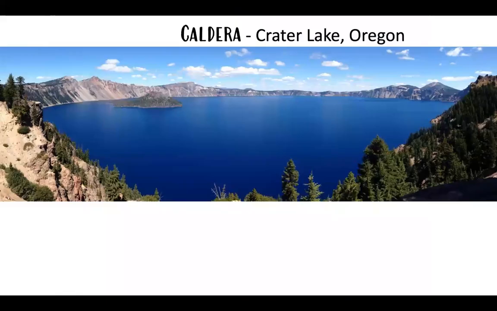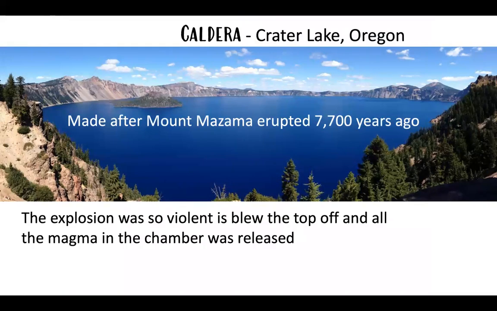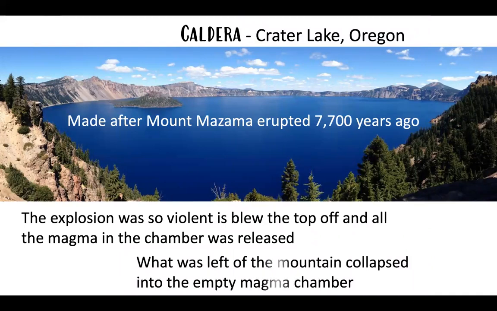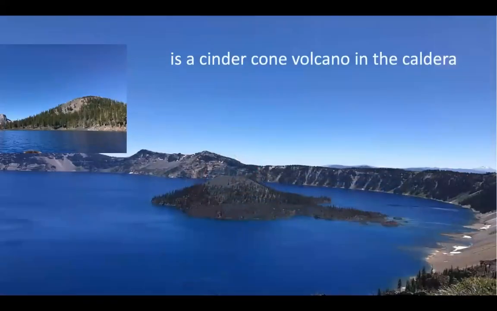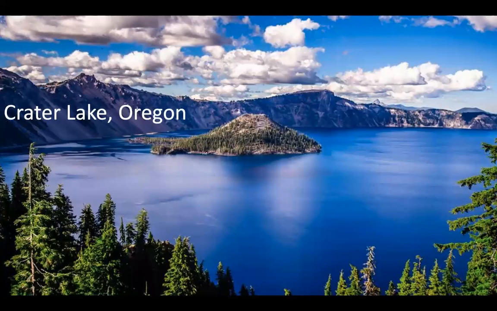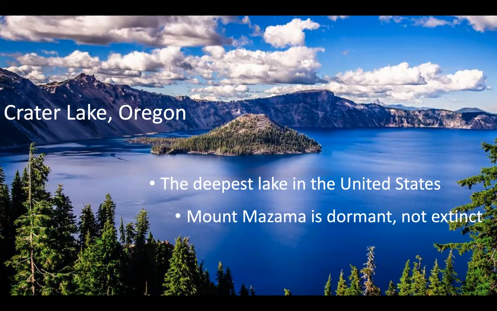All right, Crater Lake is one of the best known calderas. There was a mountain there called Mount Mazama, and it erupted 7,700 years ago. It was so violent, it blew the top off, and then it collapsed in and left this big, giant, gaping hole that then filled with water. Wizard Island is there if you get a chance to go. It's this cute little cinder cone volcano in the caldera that rose up from underneath. And it is really that blue. It's gorgeous. It's the deepest lake in the United States, and Mount Mazama is dormant but not extinct.